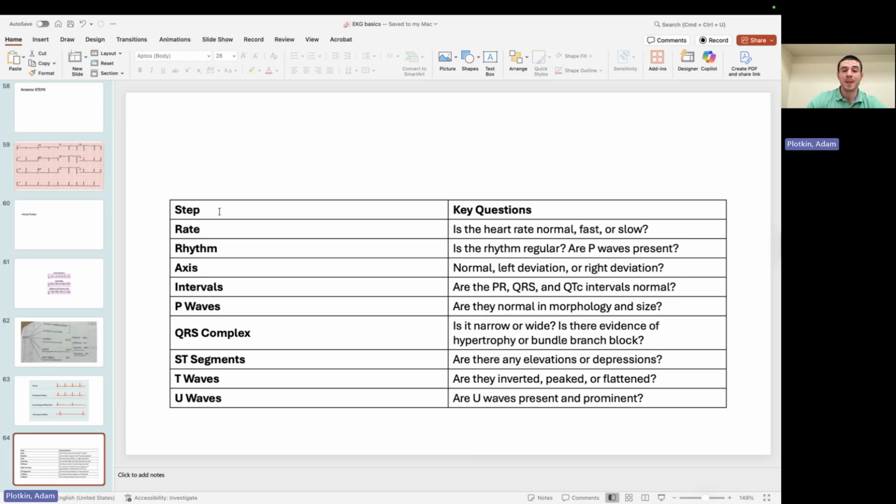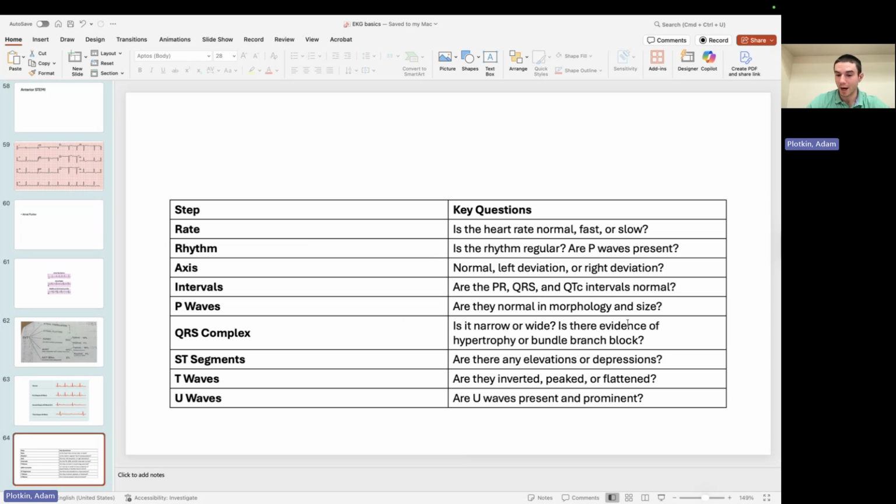Last questions, things you want to think about. When you're thinking about the rate, is it normal, fast, or slow? When you're thinking about the rhythm, is the rhythm regular? Are the P waves present? P before every QRS, QRS after every P? Are the P's upright in 1 and 2? Are they down in AVR? Axis, is it normal, left, or right deviation? Intervals, look at your PR, your QRS, your QT interval, your P waves. We already talked about, are they normal in morphology and size?